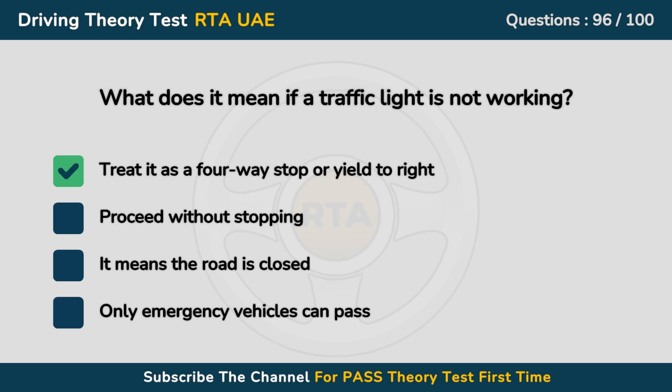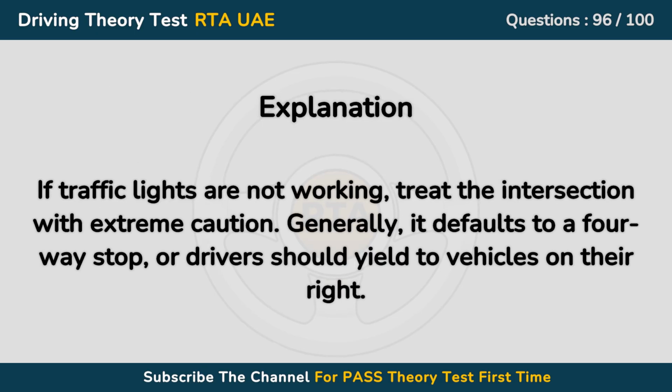Answer is A. Treat it as a stop or yield to right. If traffic lights are not working, treat the intersection with extreme caution. Generally, it defaults to a stop, or drivers should yield to vehicles on their right.